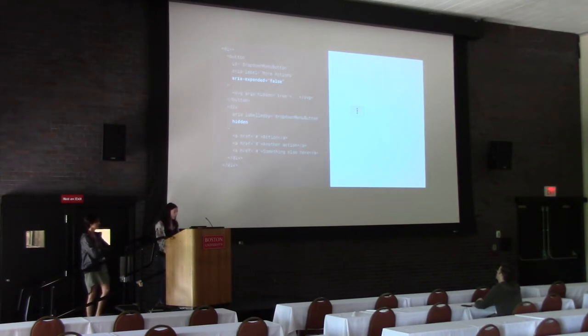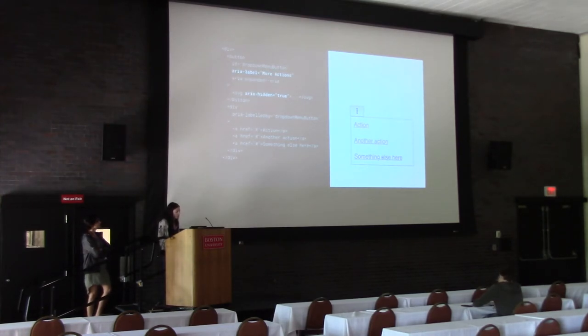So in our second variation, we ended up using the hidden attribute to hide the menu, both visually and from the screen reader. And we removed ARIA has pop-up because we wanted to test if there were different results when we only had ARIA expanded. And so again, when the menu was visible, we removed that hidden attribute and ARIA expanded changes to true.